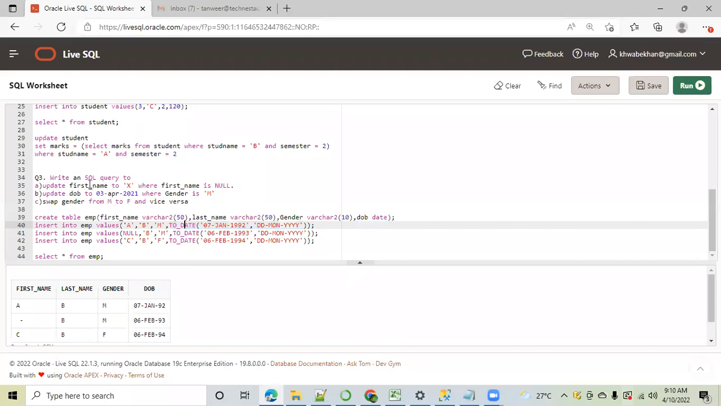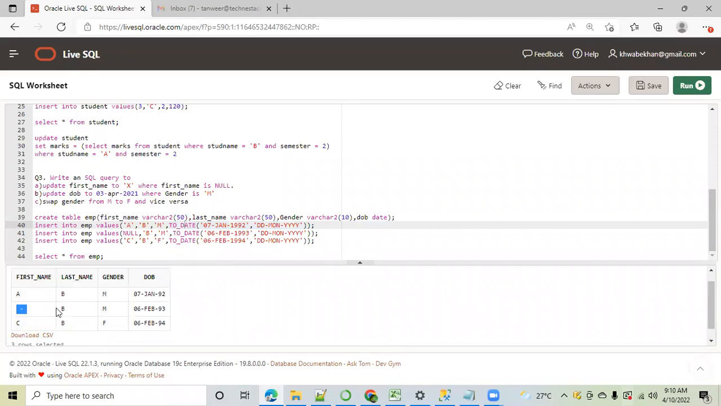Now the question is: update first name to X where first name is null. You can see here in this record first name is null. So you have to update this first name null to X. Wherever in the first name we have null, we want that to be replaced with X. Can you tell me the query?